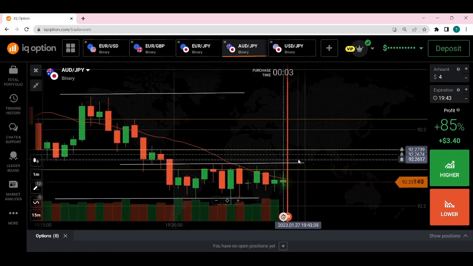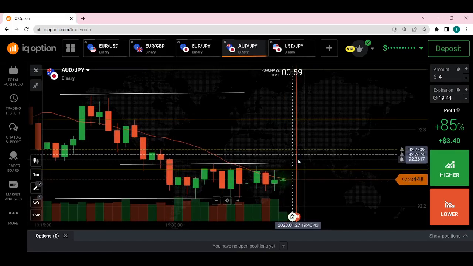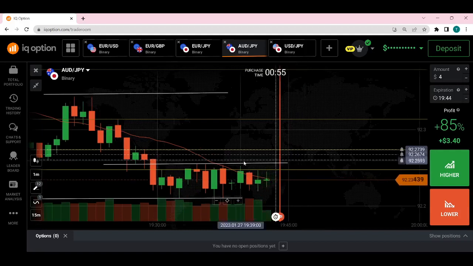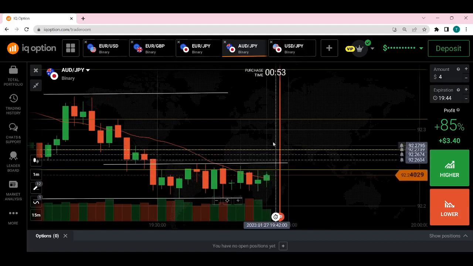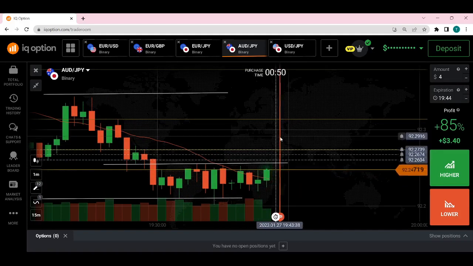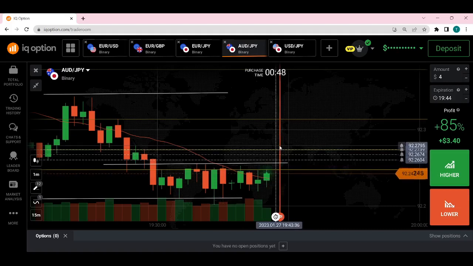Whenever you are ready to trade in a consolidation area, you can choose these kinds of levels and trade. If it is a consolidation trade, it's very good. Now you have an opportunity here. As I said, we have an opportunity here. We are waiting for this.